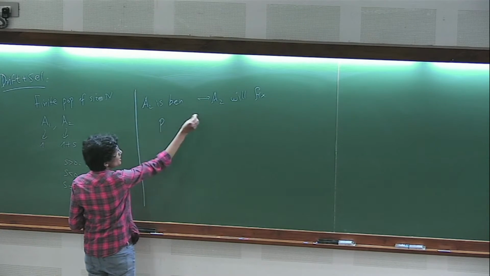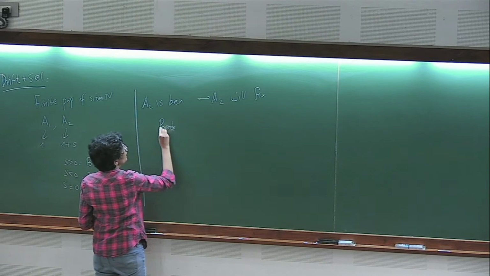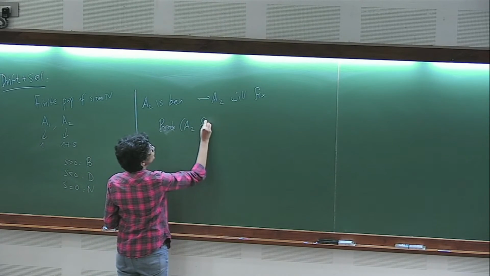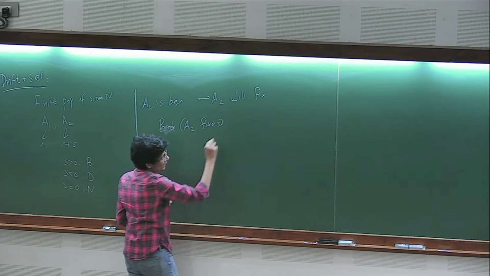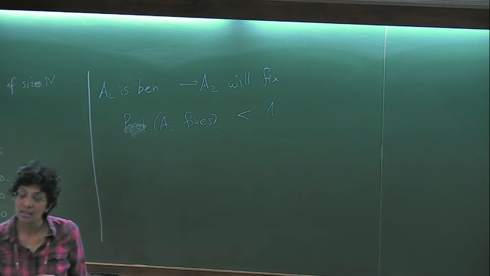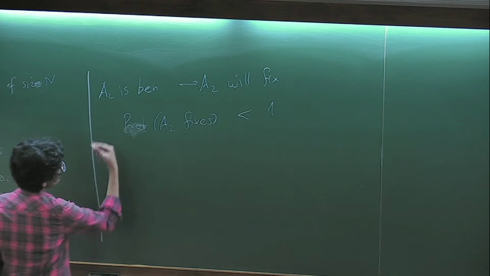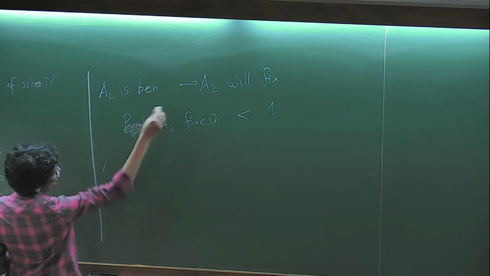So even if it is good, the probability that A2 fixes, I'll write the expression a little later, is less than 1. It will not fix for sure. It can get lost. This is a very important lesson. Lots of things you can understand using this little funda. Okay, so now, again, this was the case when S is positive.